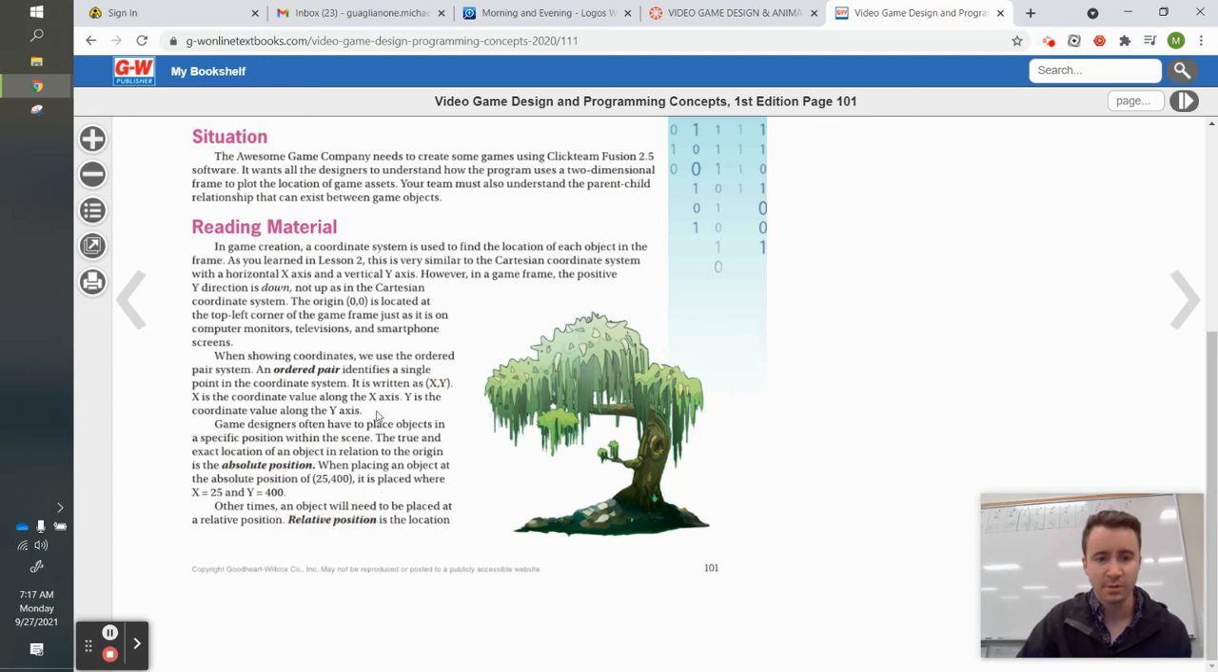Game designers, and I want to read this with you because it is very important you understand this concept. So game designers have to go place objects on a specific position on a scene. Like if you're playing a game, you don't want your player to be out in left field when you're only viewing one screen. So there's a specific position. The true and exact location of an object in relation to the origin is an absolute position. So where you actually see them is an absolute position. When you place an object where the absolute position, like for instance at 25, 400, it's placed where x equals 25 and y equals 400. So keep that in mind.